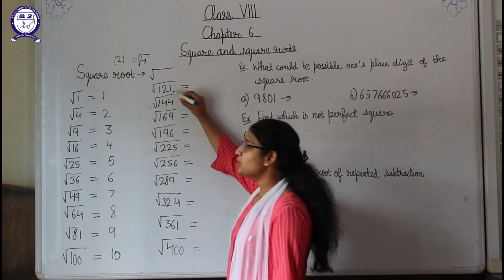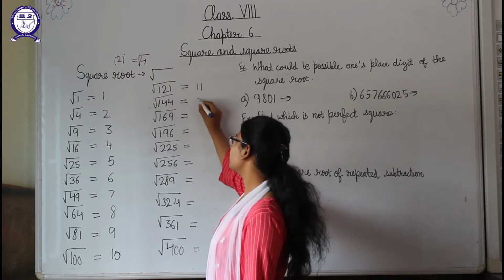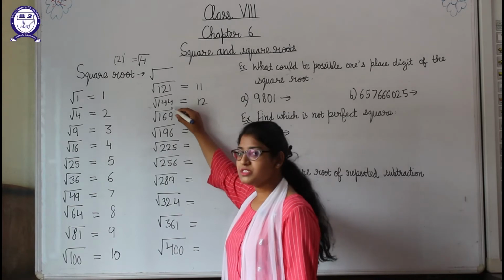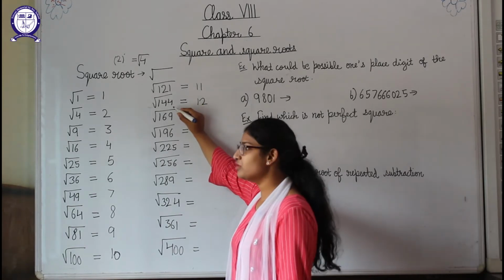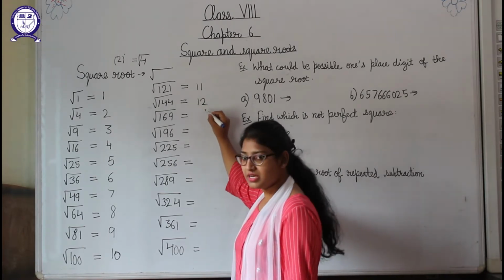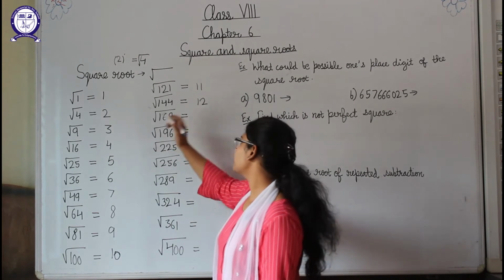In a similar manner, the square root of 121 is 11, the square root of 144 is 12. Students, as 12 into 12 is 144, it means the square of 12 is 144, so the square root of 144 will become 12. Okay, it's the reverse procedure of squares. The reverse of square is square roots.